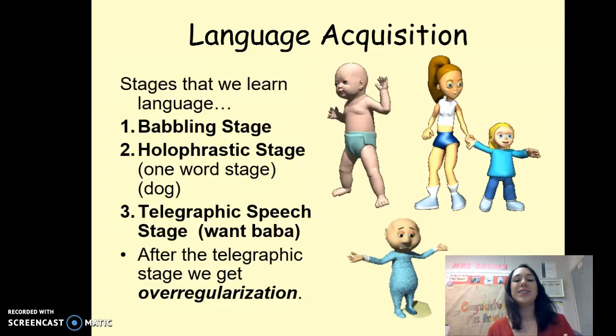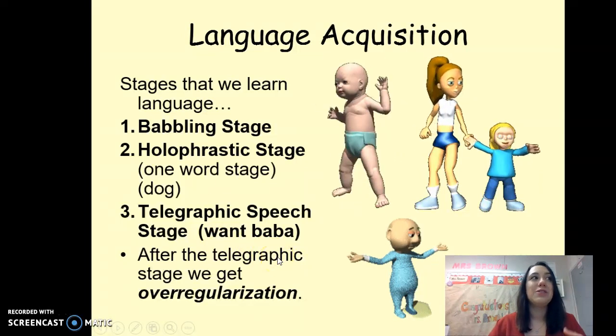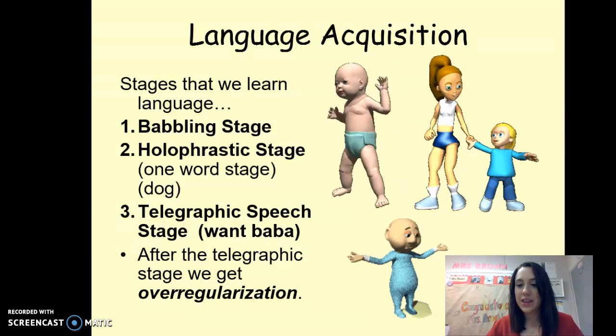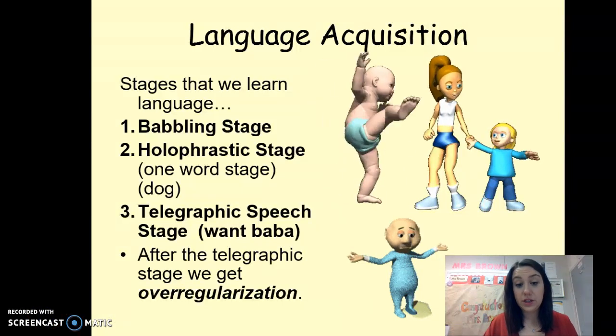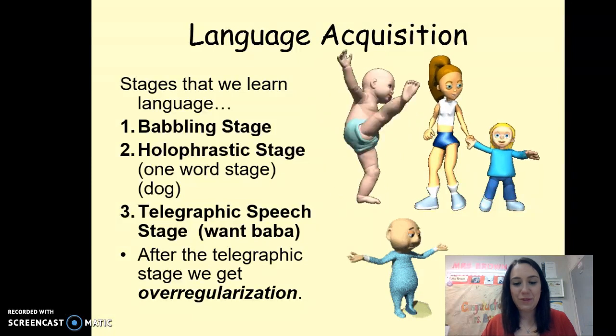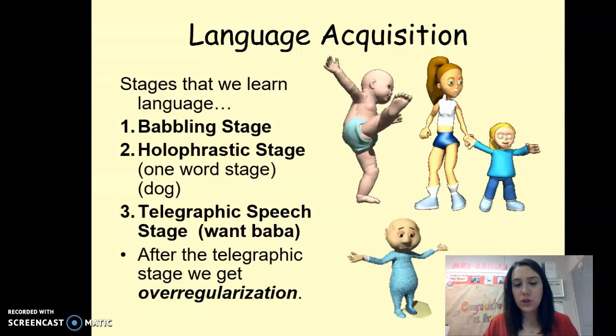After that, they're speaking relatively normally, but they use words in grammatically incorrect ways because they go through something called overregularization. You'll have several questions with an example of overregularization on your test, and you need to identify it. It's the over-application of grammar rules to the point where they're actually using grammar incorrectly. It is during the telegraphic stage, so we're looking at toddlers and very young children.